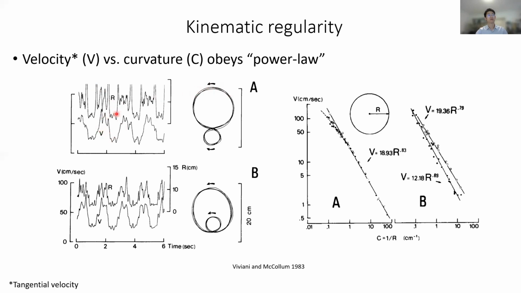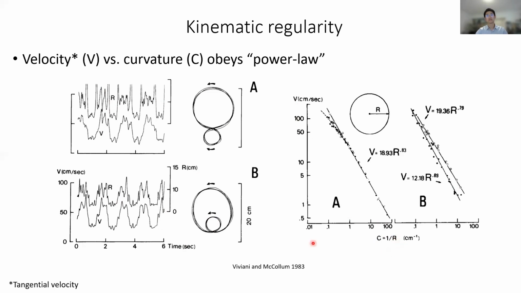And at the lower radius, they have lower velocity. And the same case for the other condition, which is the one circle is inside the other. So here we can plot, we don't use radius, but we use these curvatures, one divided by radius.